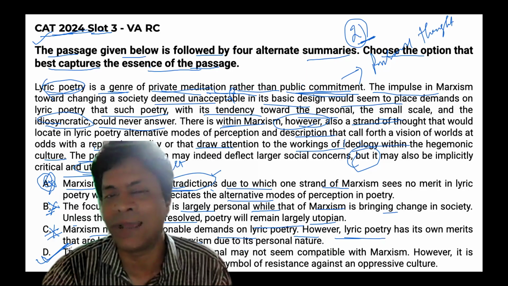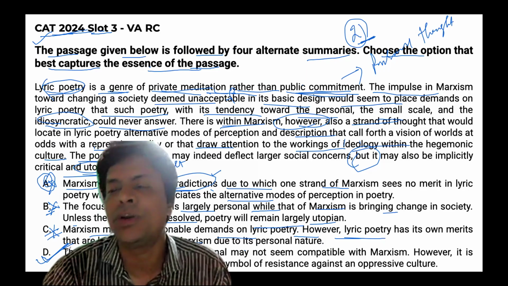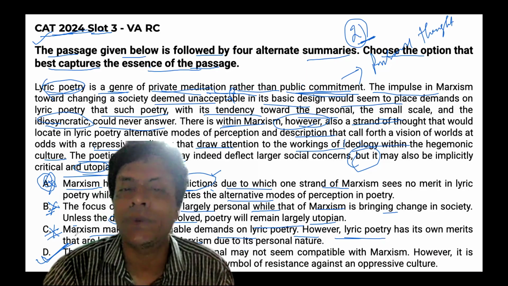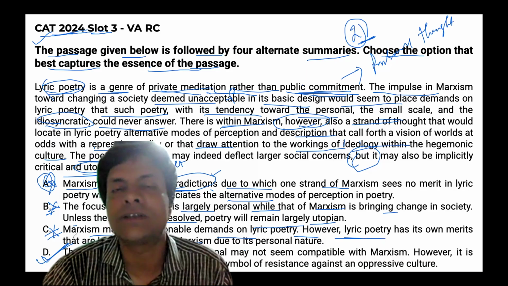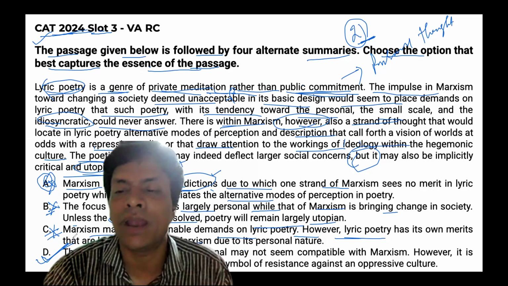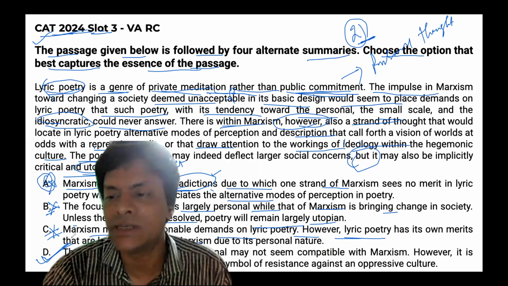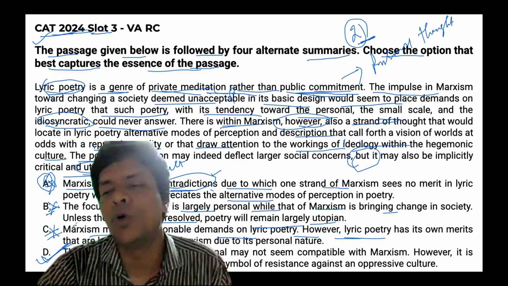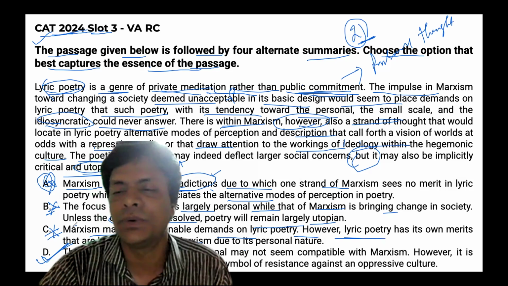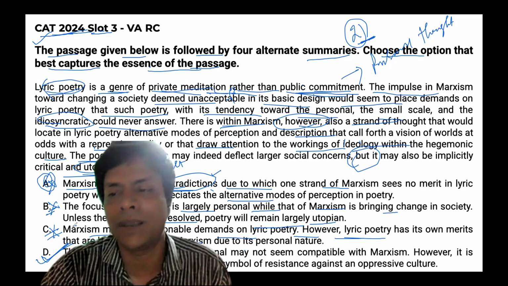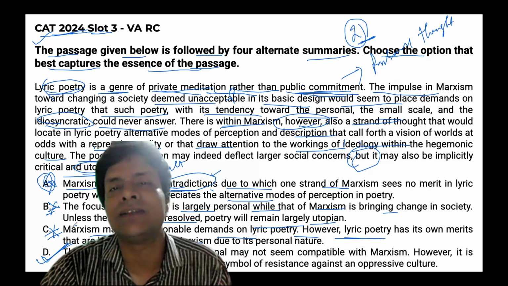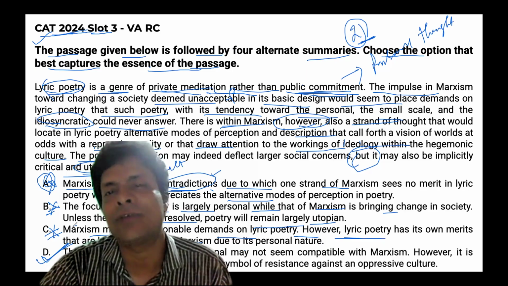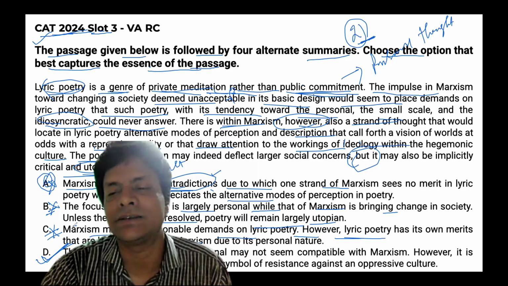by stating that since lyric poetry focuses on personal feelings, it might not meet Marxism's expectations for social change, but some Marxist thinkers see poetry as offering new ways to perceive and challenge unfair realities. So choice D reflects both ideas clearly. Lyric poetry seems incompatible because it's personal, but it can still act as resistance against oppressive culture. So D is the most accurate choice based on the passage, right?